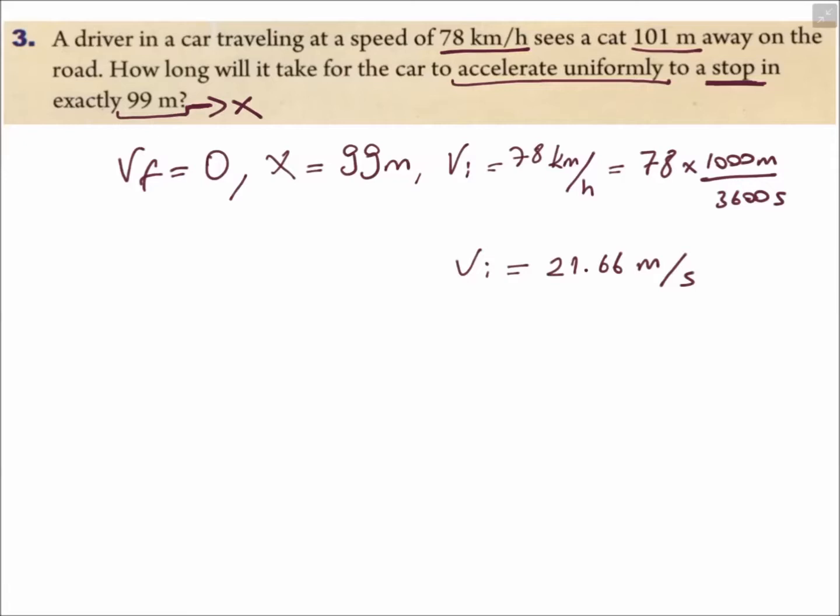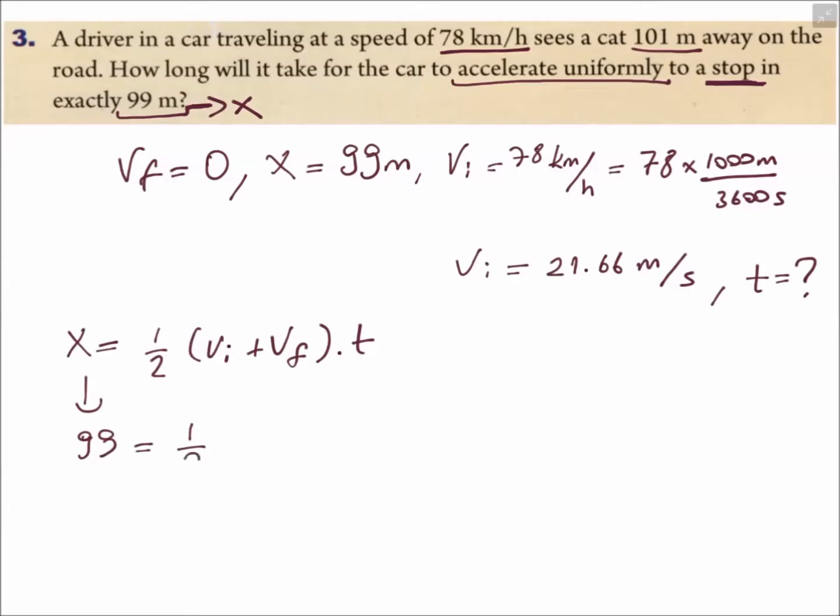And I will substitute the givens in the formula, and the question is, how long? How long means it's asking what is the time. So x equals half v initial plus v final multiplied by the time. It's asking time. And x is given 99 equals half, v initial is given 21.66, plus v final is going to be 0, multiplied by the time.